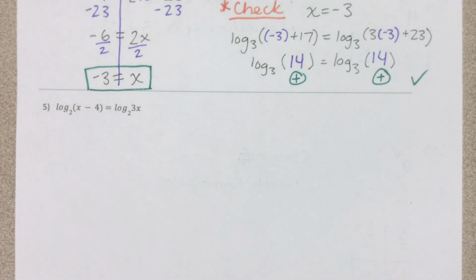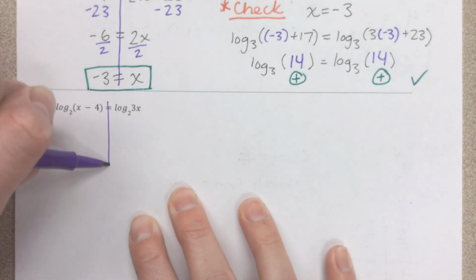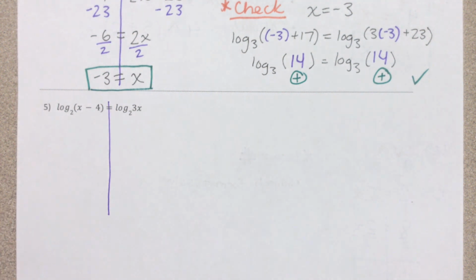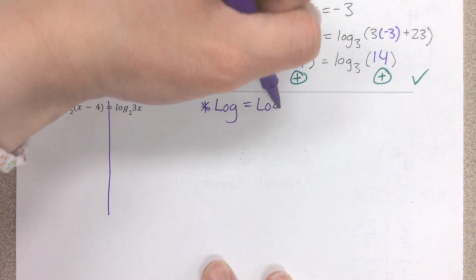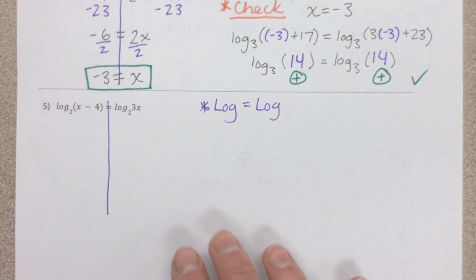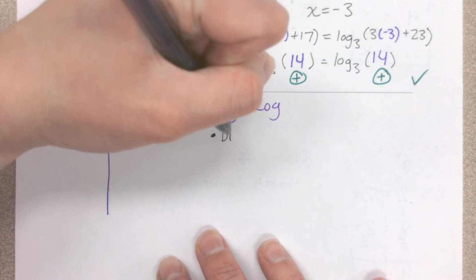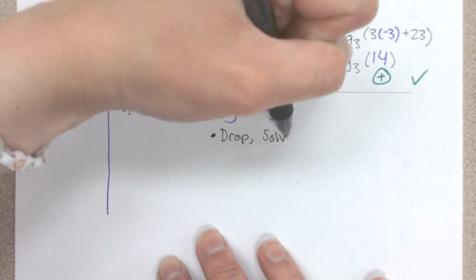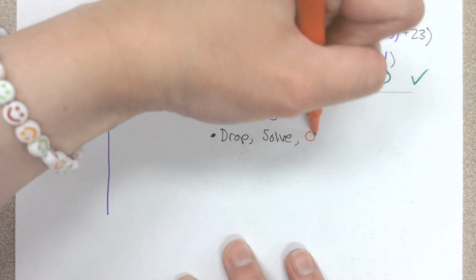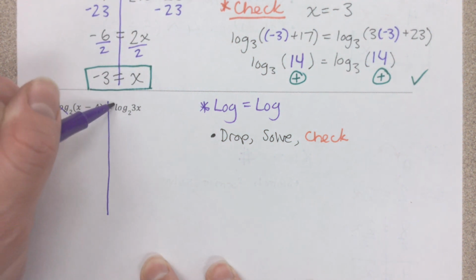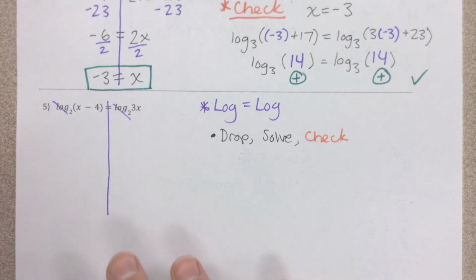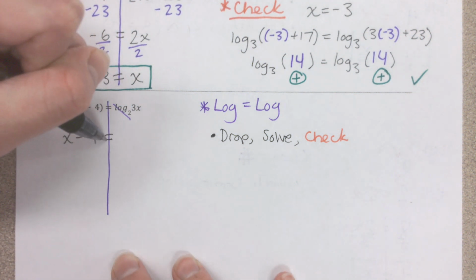Number 5. Log base 2 of x minus 4 equals log base 2 of 3x. So as you can see here, we have a log on the left and the right. This is log equals log. When we have log equals log, the process is drop, solve, check. Three steps, drop, solve, check. So first we drop the logs. We have x minus 4 is equal to 3x.